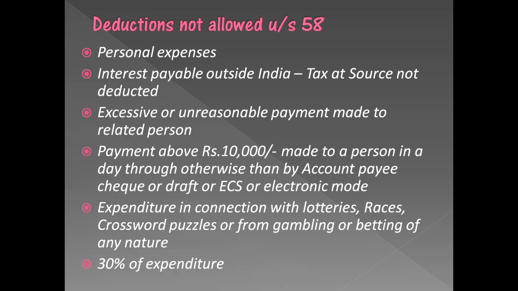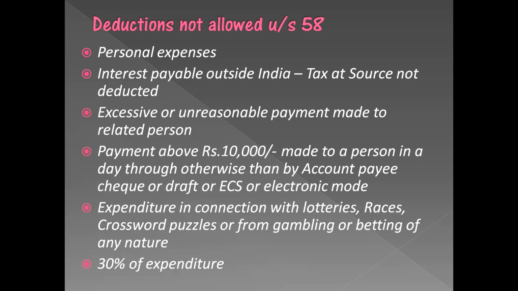Fourth point is payment above 10,000 made to a person. It can be multiple payments in a single day. However, in a single day to a single person, if you have made payments above rupees 10,000 otherwise than in the allowed modes. What are all the allowed modes? Account payee cheque, draft, or ECS, or any other electronic mode. This is the same as 40A(3) available in PGBP.